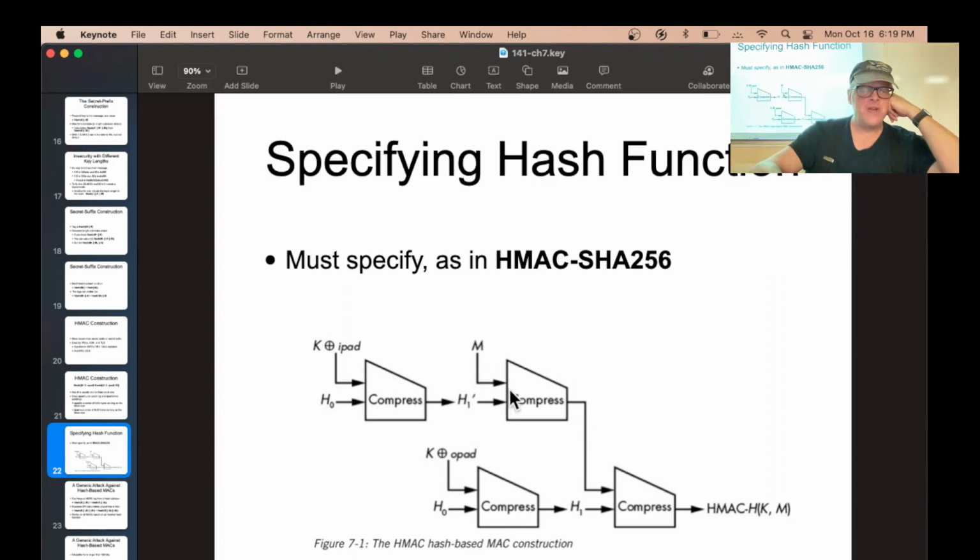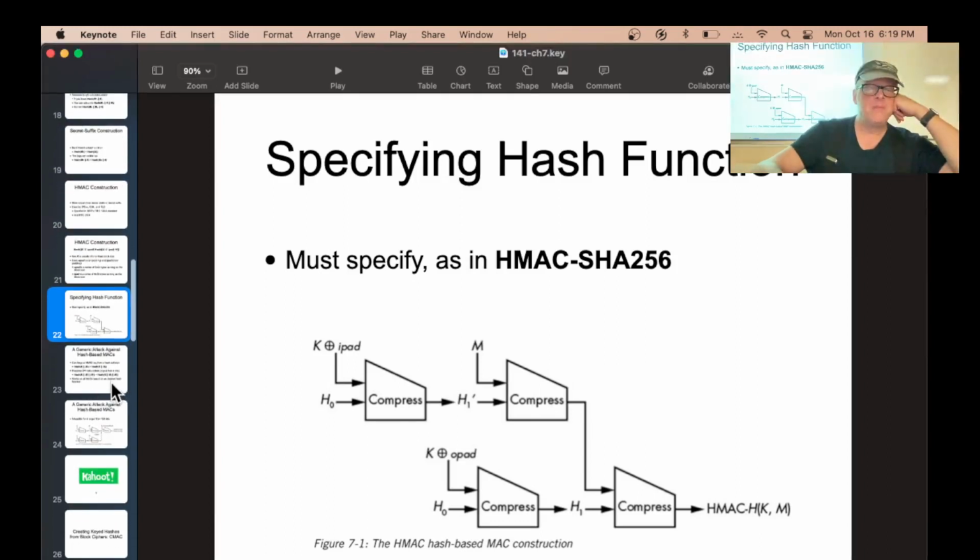This one, you feed in the whole message at once, compress it, and go through various stages. Here's the key. This is the system we had. Key XOR IPAD is used as the key here, and the key XOR OPAD is used as the key here, and the two are combined. So you have two hashing processes, one inside the other, and the key is used twice. That's the system used for the more modern ones.